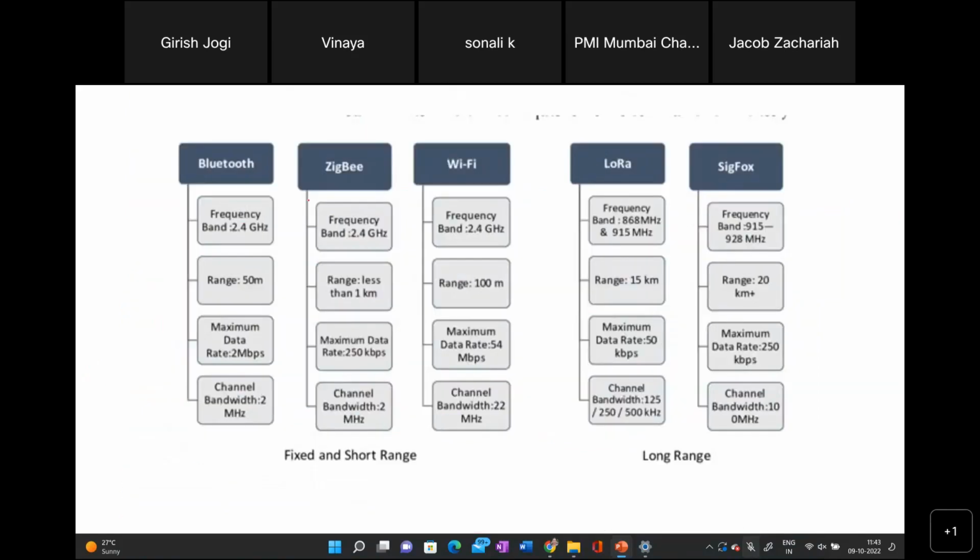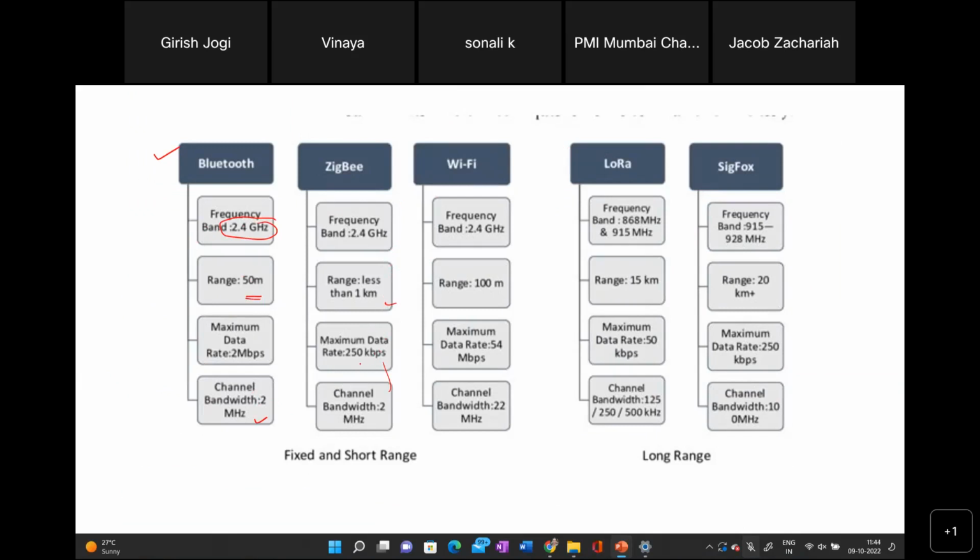So as I said, there are fixed or short ranges: Bluetooth, Zigbee, or Wi-Fi, operating in the range of 2.4 gigahertz. Bluetooth has a range of up to 50 meters, which we all experience, and a bandwidth of 2 megahertz. Zigbee again operates in the same frequency band, and its range is less than 1 kilometer.